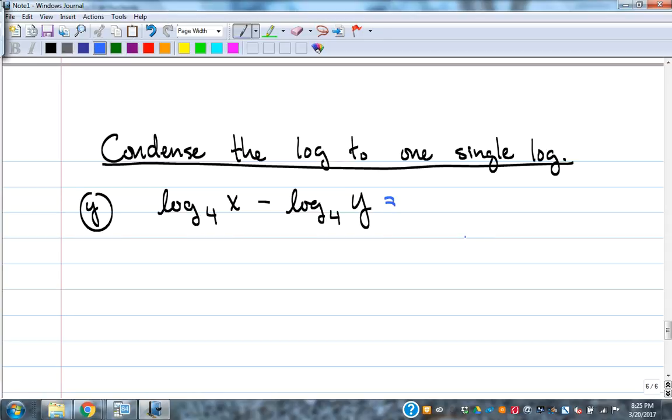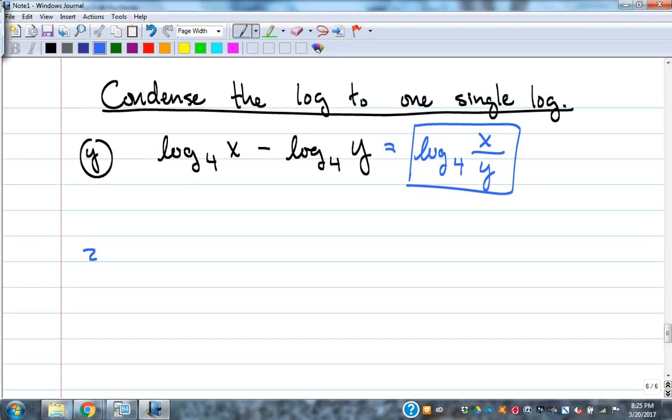Since that's subtraction, that means that came from what? Division. So what got divided? X, yeah, front by back. You condense that to one log.